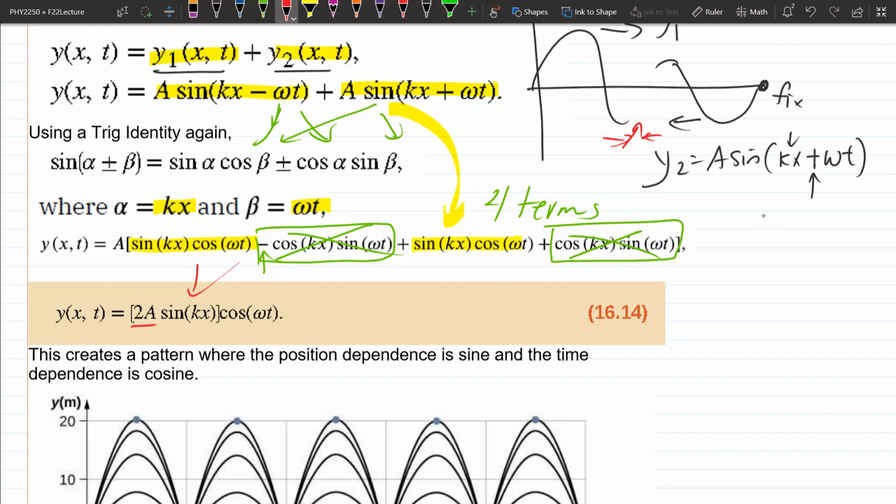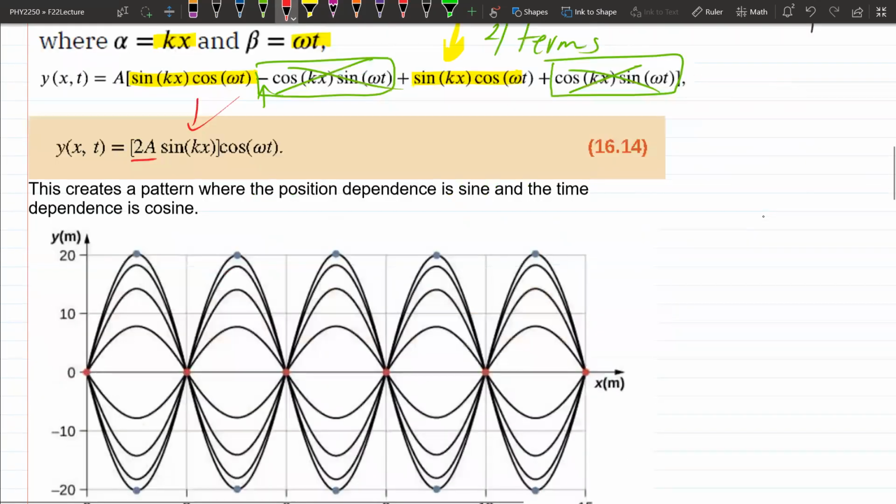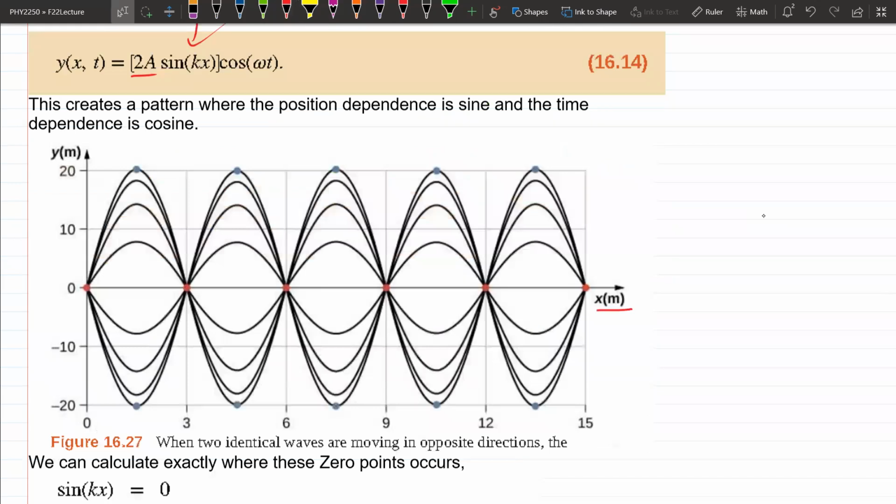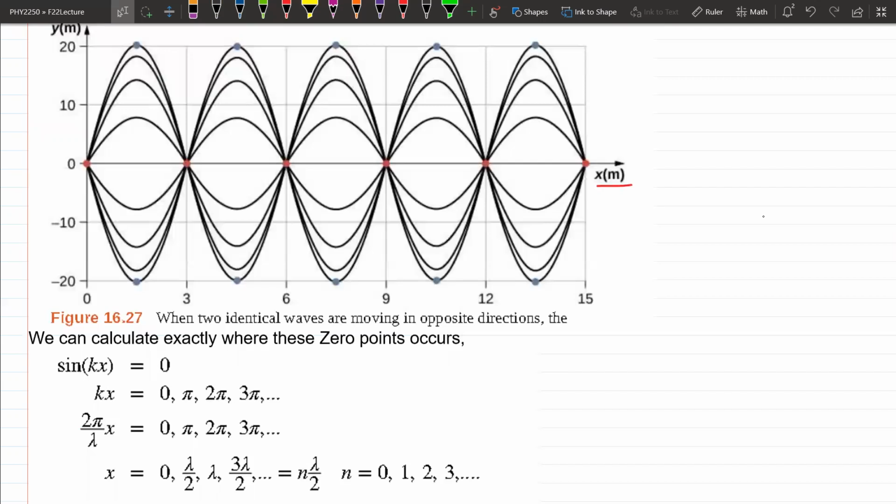What this pattern will be, if you plot this wave as a function of position, there's going to be lobes that are created by the sine function, and there's going to be oscillation up and down of these lobes due to the cosine function. This creates a bunch of 0 points, meaning here, here, here, here, here, where the wave is not moving that much. You can see on the simulation there were these red dots where the string was not moving up and down a lot.